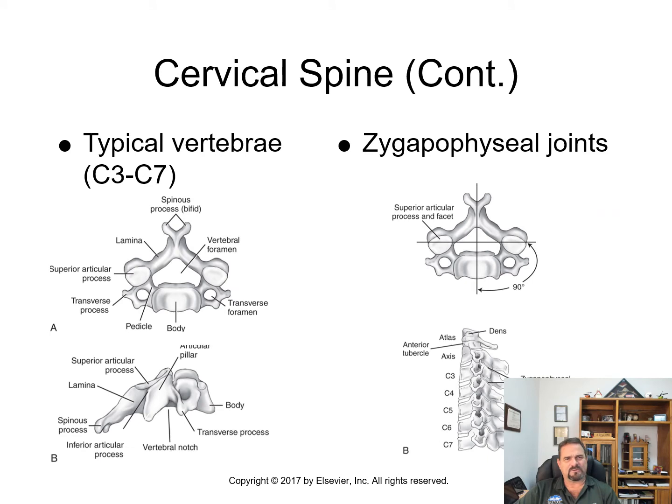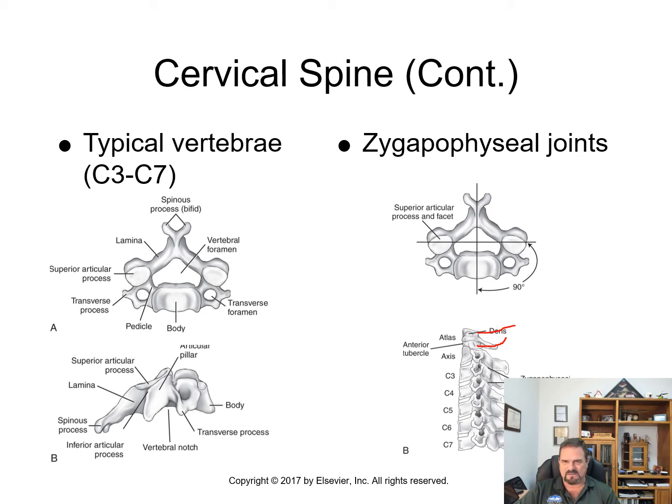All right, typical vertebrae, C3 through C7. These are the normal construction of vertebrae. They're much smaller when you compare them to, say, your lumbar spine. But let's take another picture here. As you can see here, this is the dens. The very top is the atlas, and then the axis. Then you have C3, 4, 5, 6, and 7.